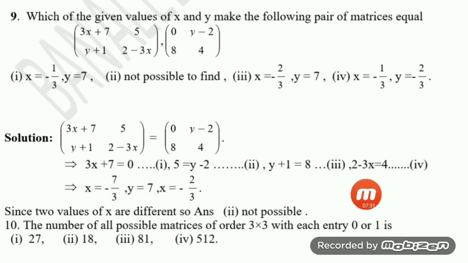And from 3, we get x equal to what? This I bring to the left side. That is equal to minus 2 by 3. So, here you see for one value of y, we cannot have 2 different values of x. That's why this is not possible to find. That is your correct option.